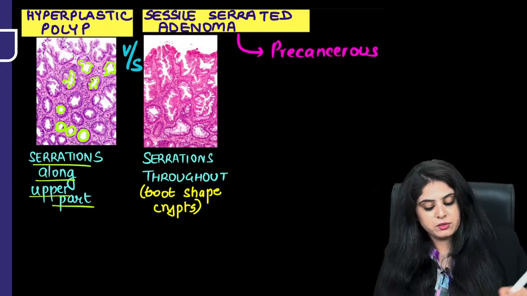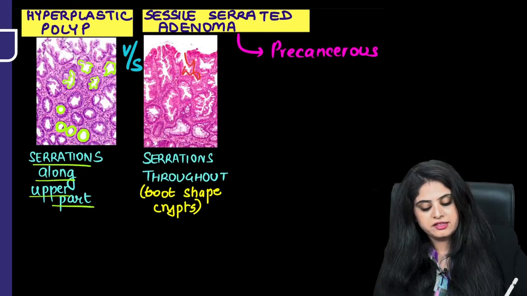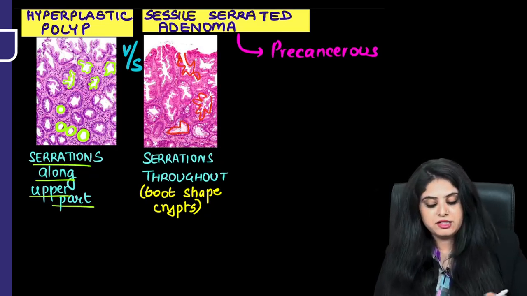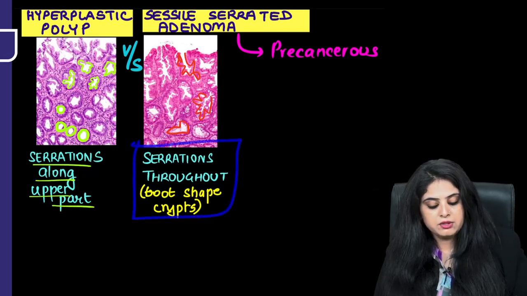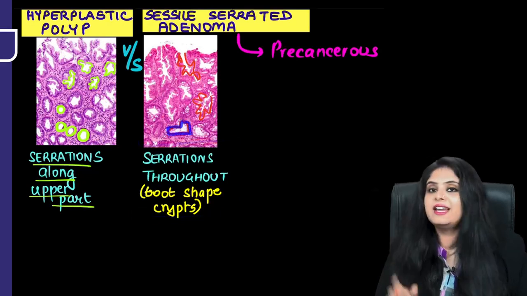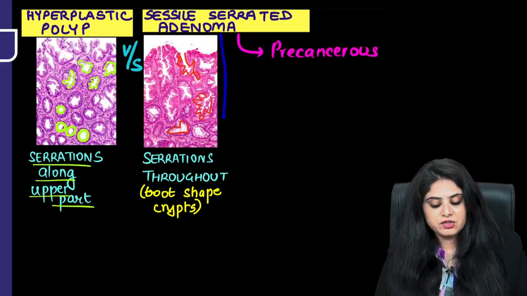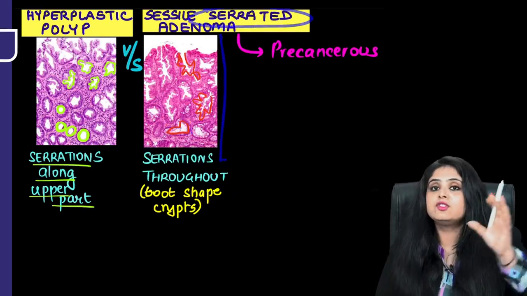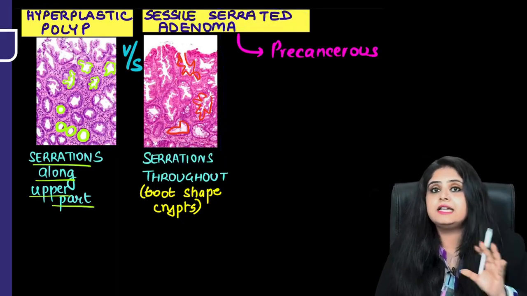But look at the next one. You are seeing some zigzag on the top, you are seeing it in the middle also, you are seeing it in the bottom also. So you will see serrations all throughout. Here, can you see it's looking like a boot, it's looking like a shoe. When you see serrations all throughout, you will have to keep serrations in the name then: sessile serrated adenoma.